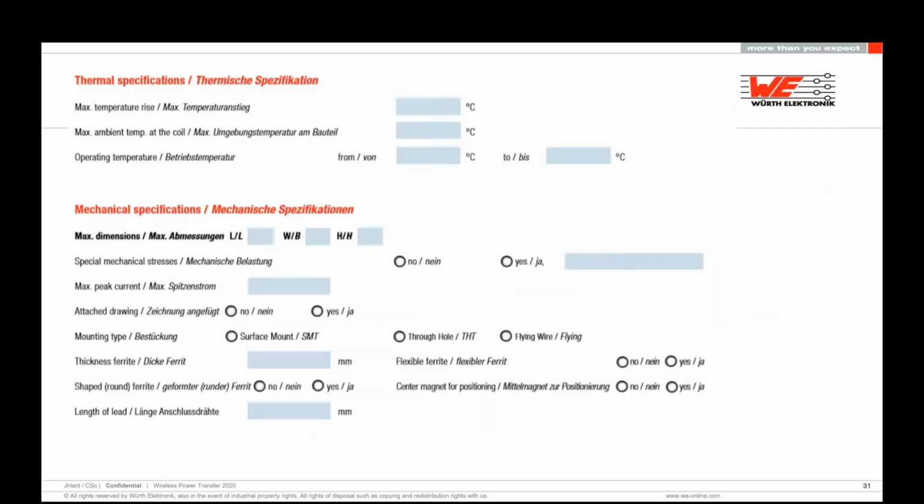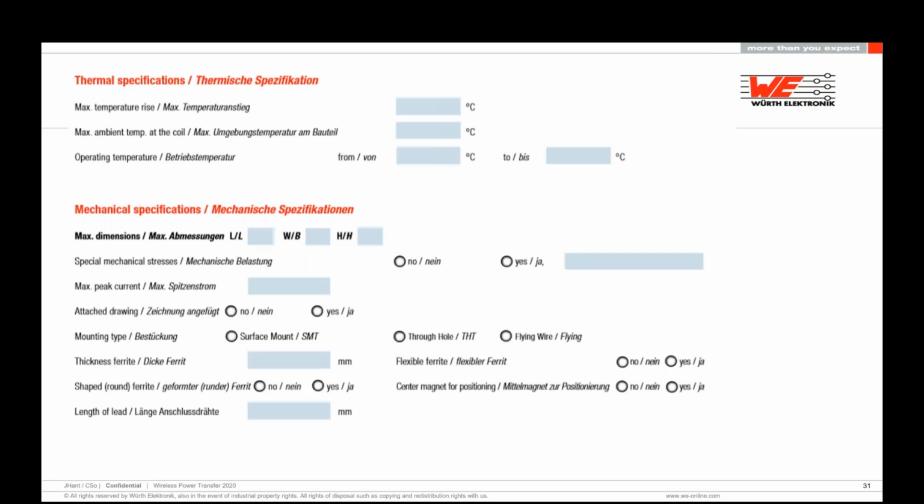Additionally, the mechanical specification parameters are needed for us, like the length, the width, the height, what maximum currents you see. Do you have a SMT or THD part? Do you want to have a very thick ferrite or more flexible? All this information is needed so that we can build up and simulate your customized part for your need.